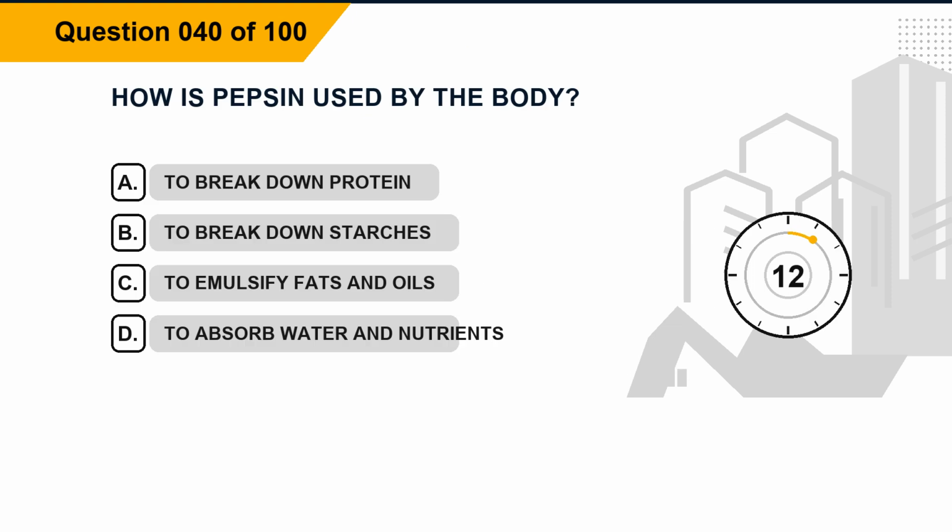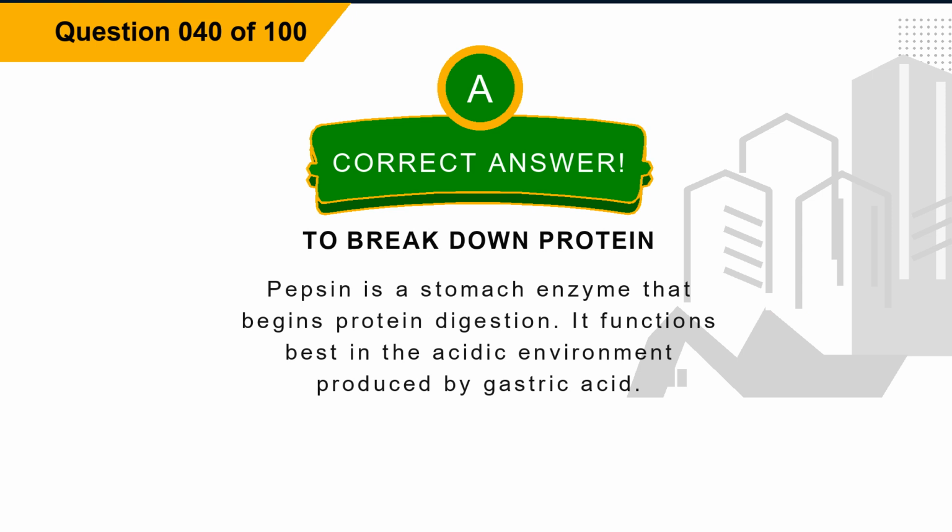Question 40. How is pepsin used by the body? Option A, to break down protein. Option B, to break down starches. Option C, to emulsify fats and oils. Option D, to absorb water and nutrients. The correct answer is option A, to break down protein. Explanation. Pepsin is a stomach enzyme that begins protein digestion. It functions best in the acidic environment produced by gastric acid.